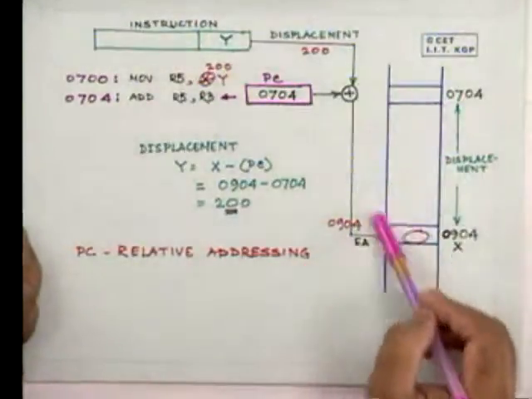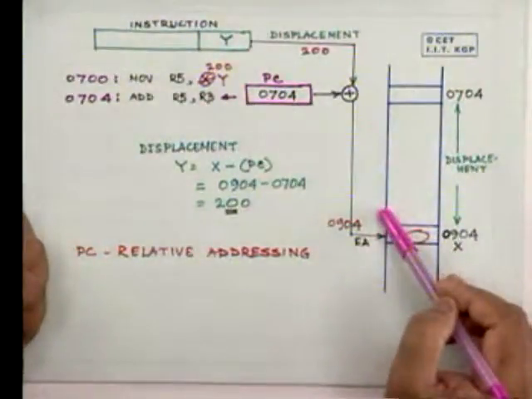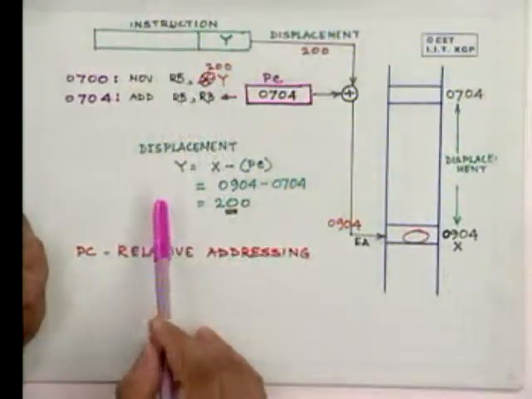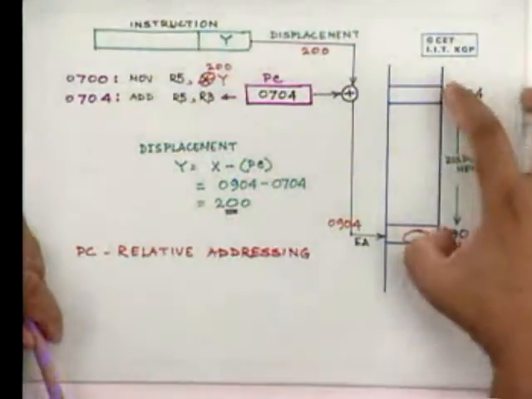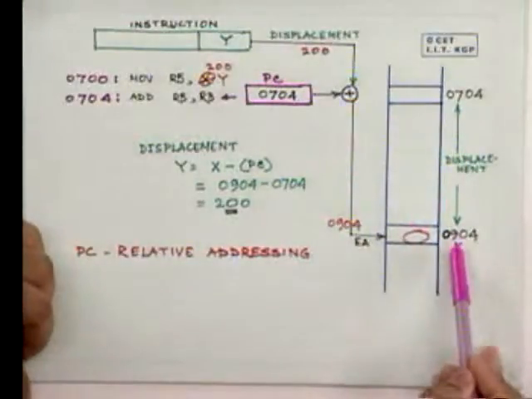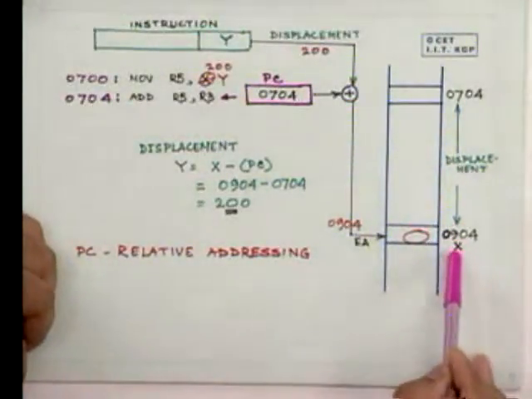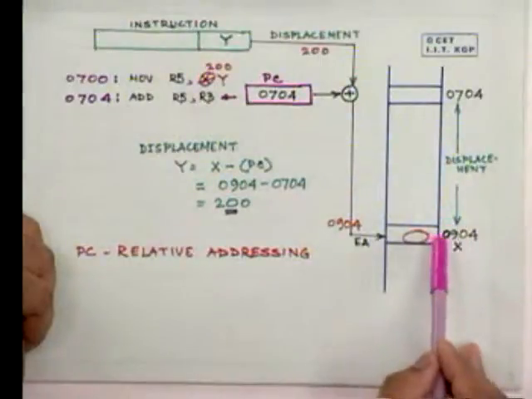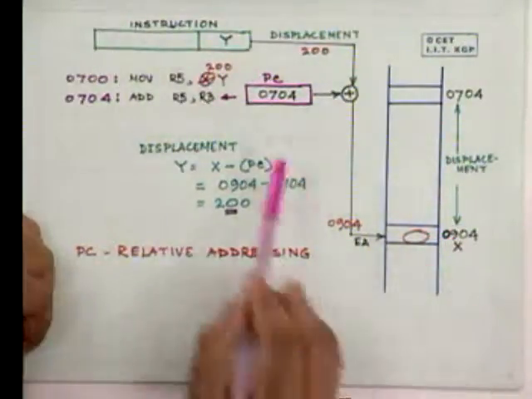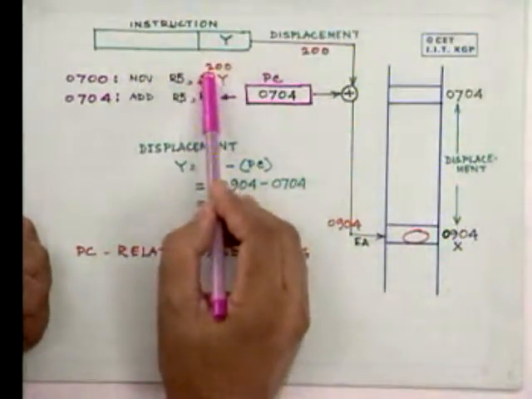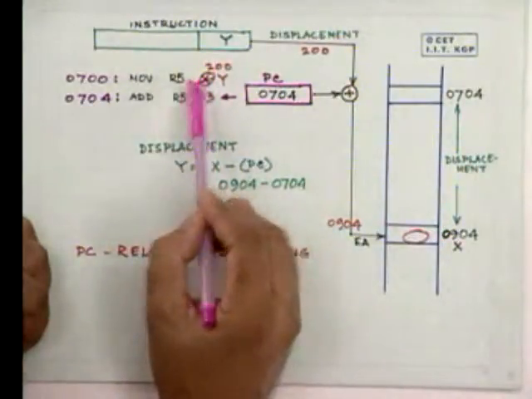Now, the advantage of this PC relative addressing over direct addressing is this. Say, for example, in the case of a multi-programming environment, if you want to shift this program somewhere else, then the absolute address of x, which is 0904 now, will change, and therefore you'll have to make a change here if you want the program to run correctly.